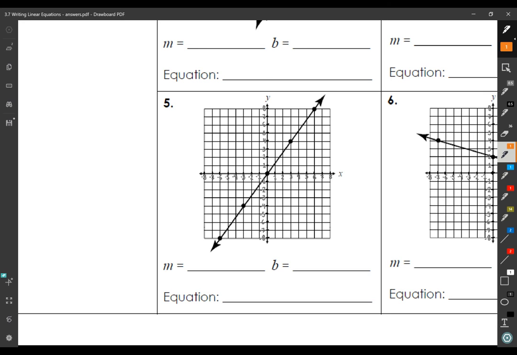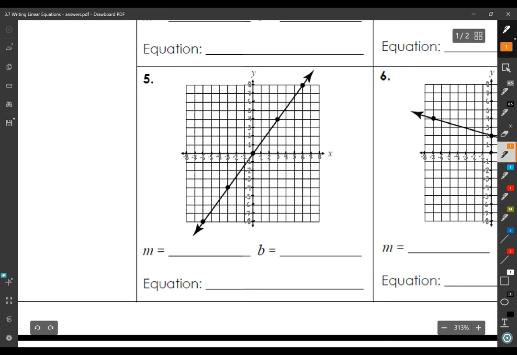So, again, let's find the y-intercept, our b value. So here, our y-intercept, the point where it crosses our y-axis, is right at 0, right? So that point right there is 0, 0. So what does that mean about our b value? Well, our b will simply be 0, okay?